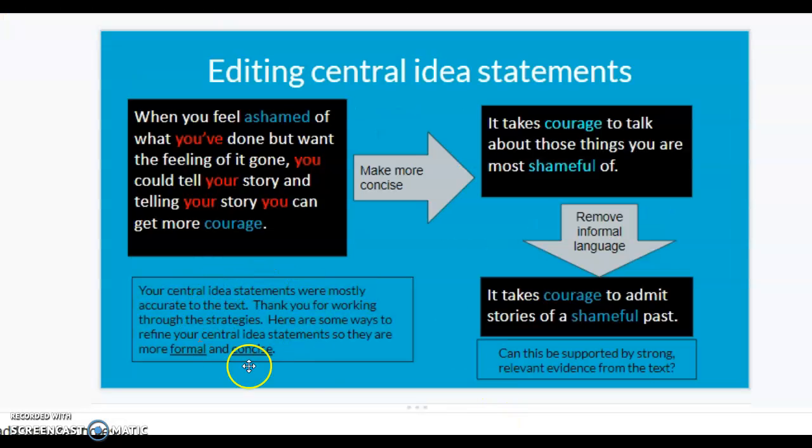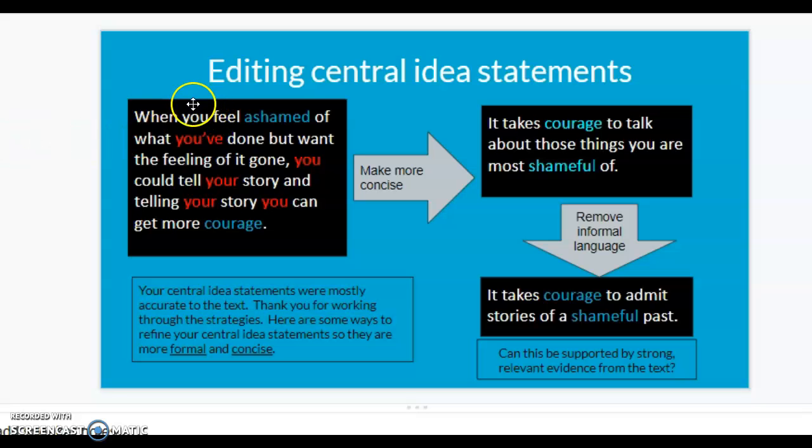So in this box, it just states that your central idea statements were mostly accurate to the text. So looking at them, most people had statements that were accurate. However, some of them needed to be refined so they are more formal and concise. What I mean by more formal is you need to remove words like you, us, and I. You see in red, I've highlighted this person used you about 4 times. That is informal. You don't want to be talking to the reader. That's just awkward and weird. That's like second person.